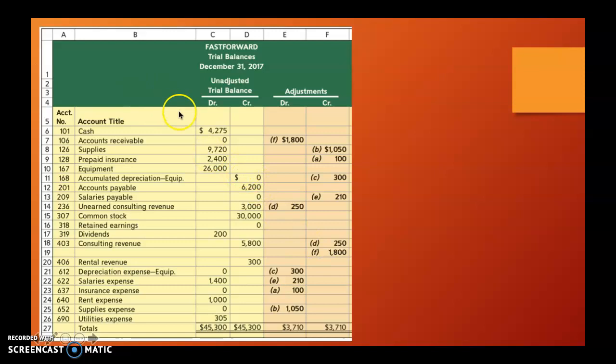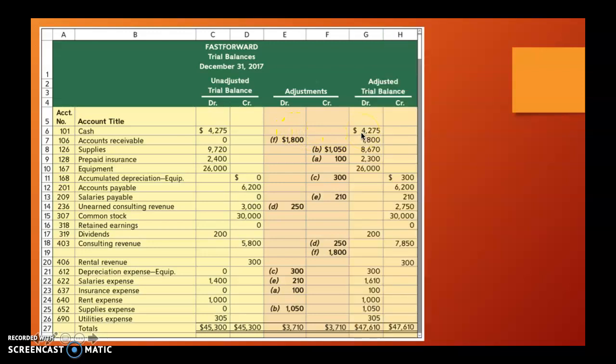So basically what you're going to be doing is going across. So cash, unadjusted trial balance, debited 4,275. There's no adjustment. So over here in the adjusted trial balance, it's going to be that same amount. Here, accounts receivable, it was $0 debit in the unadjusted trial balance. There was an adjustment for $1,800 debit. So debit of 0 plus debit of 1,800 equals debit of 1,800.